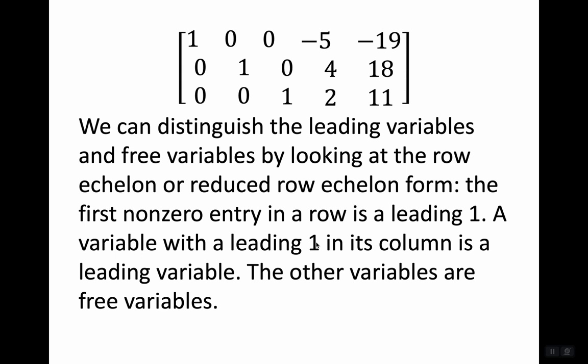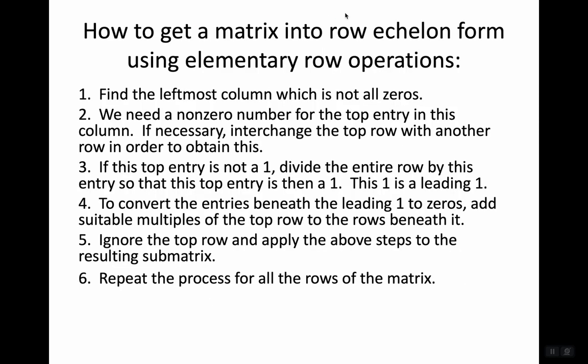The first non-zero entry in a row is a leading 1. A variable with a leading 1 in its column is a leading variable. So there's a leading variable, there's a leading variable, there's a leading variable. The other variables are free variables. So in other words, w, x, and y are leading variables, and the other variable, namely z, is a free variable. So again, here are the rules about getting a matrix into row echelon form using elementary row operations.